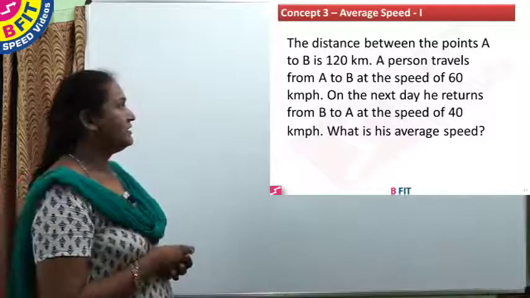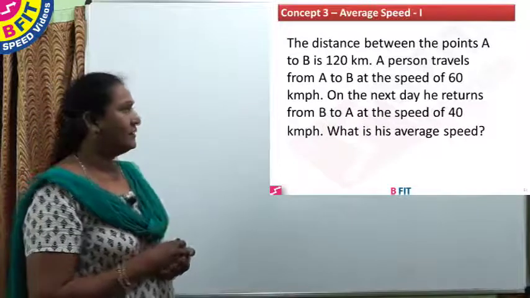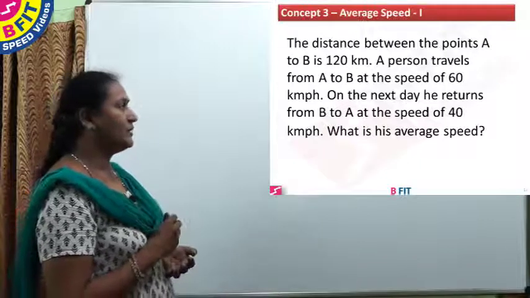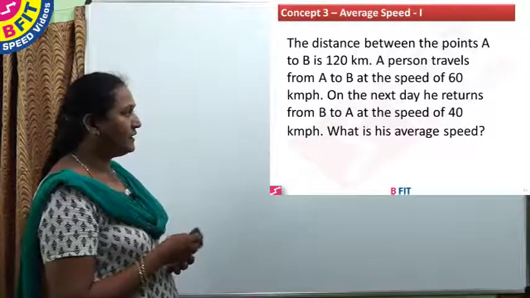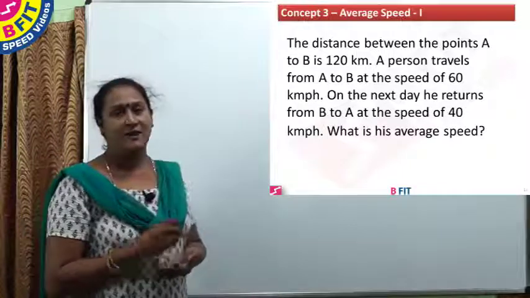So the question is, the distance between the points A and B is 120 kilometers. A person travels from A to B at the speed of 60 kilometers per hour. On the next day, he returns from B to A at the speed of 40 kilometers per hour. What is his average speed?